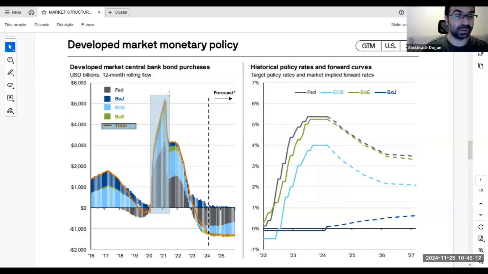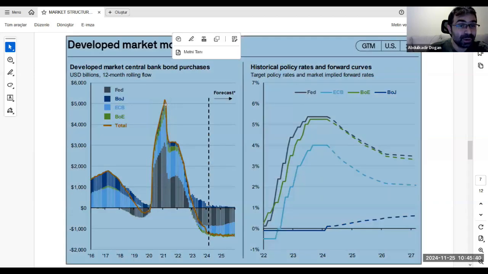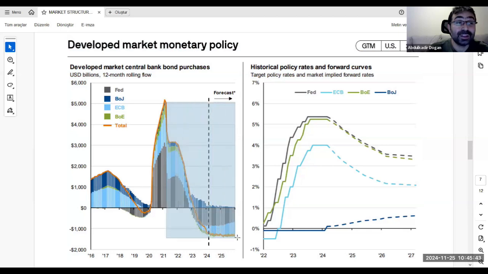Please look at after the COVID. Almost $5 trillion of assets were bought by the central banks of those 4 countries. Okay, 5 trillion in bonds, huge money, even higher than lots of countries' GDP, just during the COVID crisis. And now, as you see, they are selling those bonds to the market.